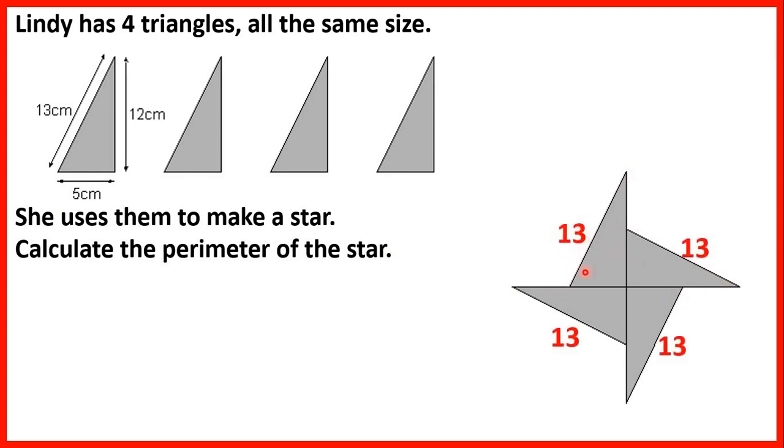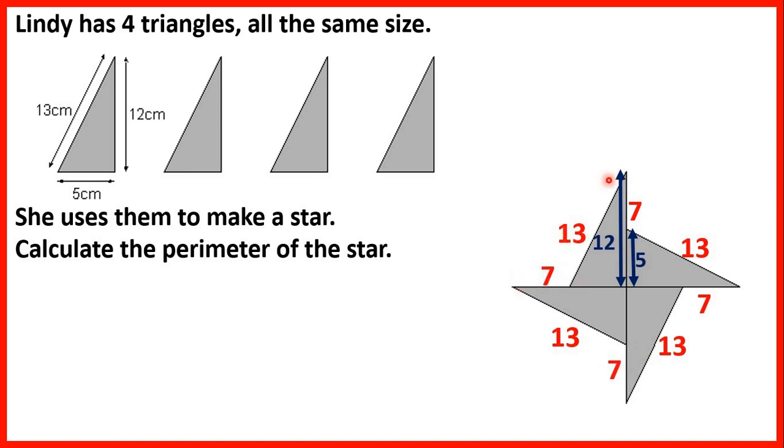So we can put the lengths 13 on our stars because we know that the longest length of each triangle is 13 centimetres. But we don't know these shorter lengths here. We can work them out because we know that the length or the height of a triangle is 12 and this length here is 5 because that's the same as the base of the triangle. So 5 plus whatever this length is must equal 12, and 12 minus 5 is 7. So these shorter lengths are all 7 centimetres.